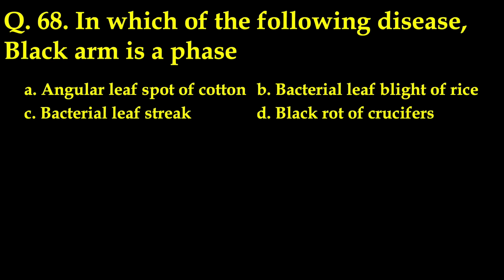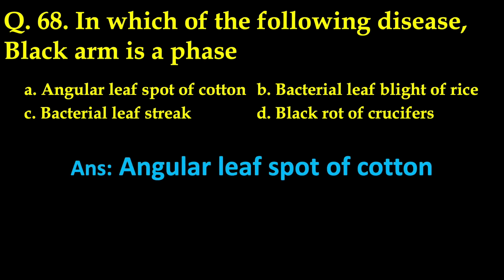Next question is on, in which of the following diseases black arm is a phase? There were 4 options, and out of these 4 options, the correct answer is angular leaf spot of cotton.